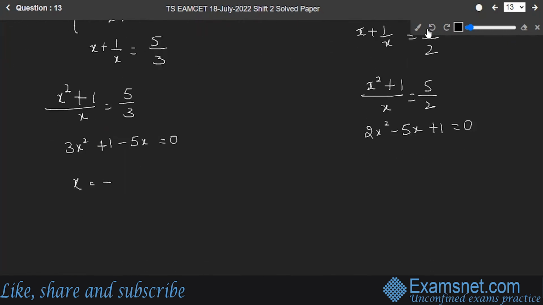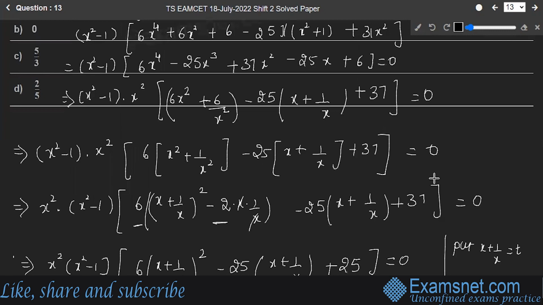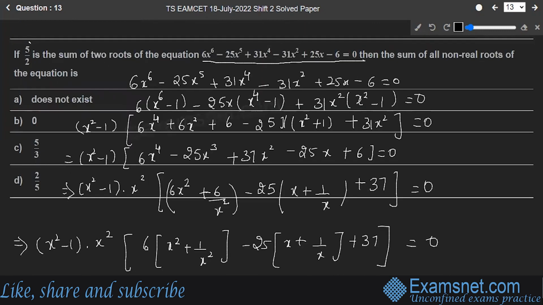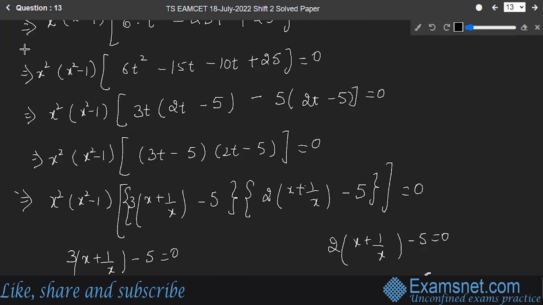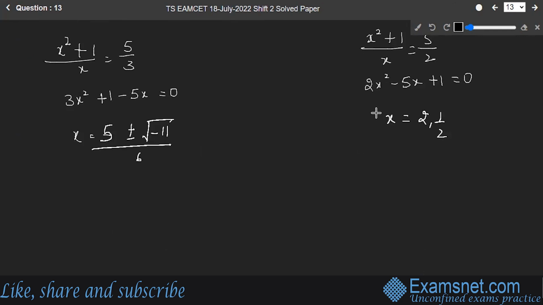x will have the two roots as 5 plus minus root of 11 upon 6. And from here, you will have the two roots of x as 2 and 1 by 2. Now the question, it was given, 5 by 2 is the sum of two roots of the equation. So if you add both of them, you will get 5 by 2.